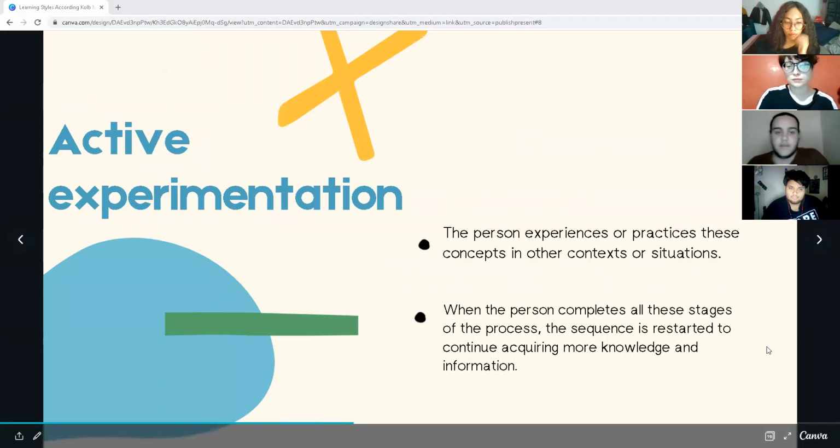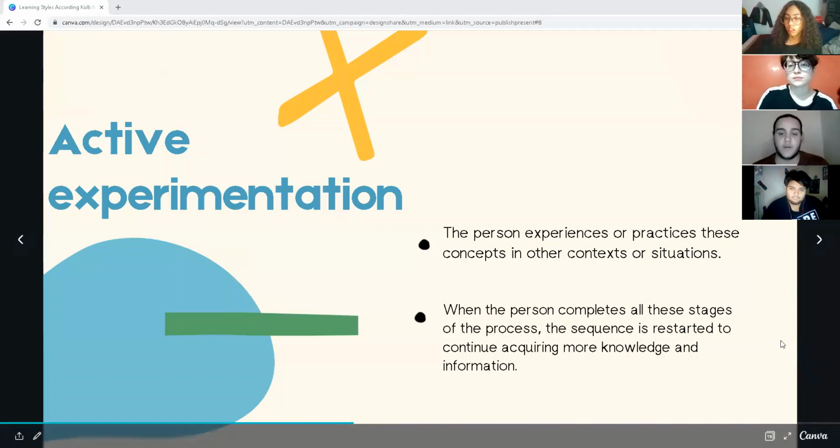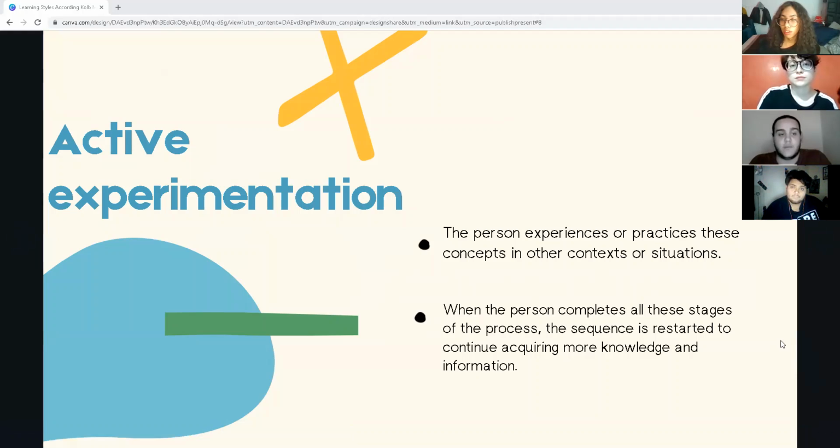And the last one is active experimentation. This is where the person experiences or practices these concepts in other contexts or situations. When the person completes all these stages of the process, the sequence is restarted to continue acquiring more knowledge and information. This is where the learner applies the new ideas to her surroundings to see if there are any modifications in the next appearance of the experience.